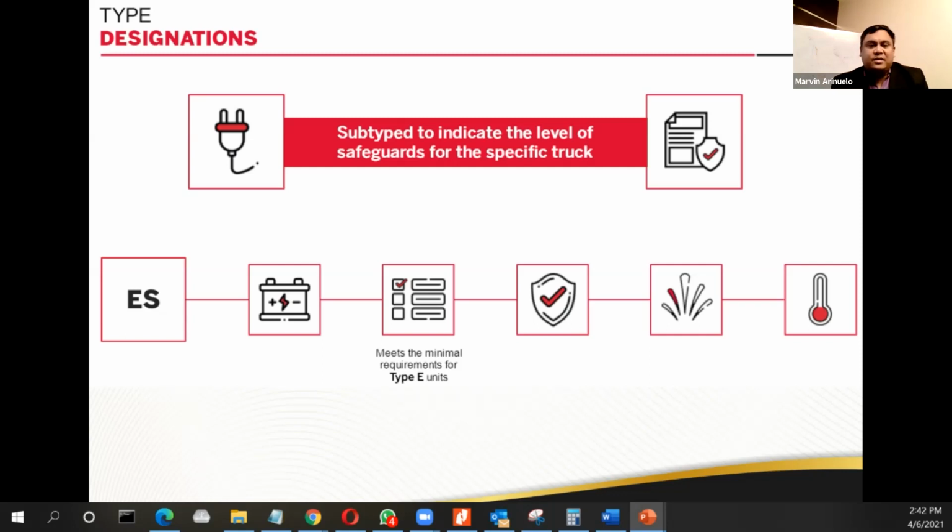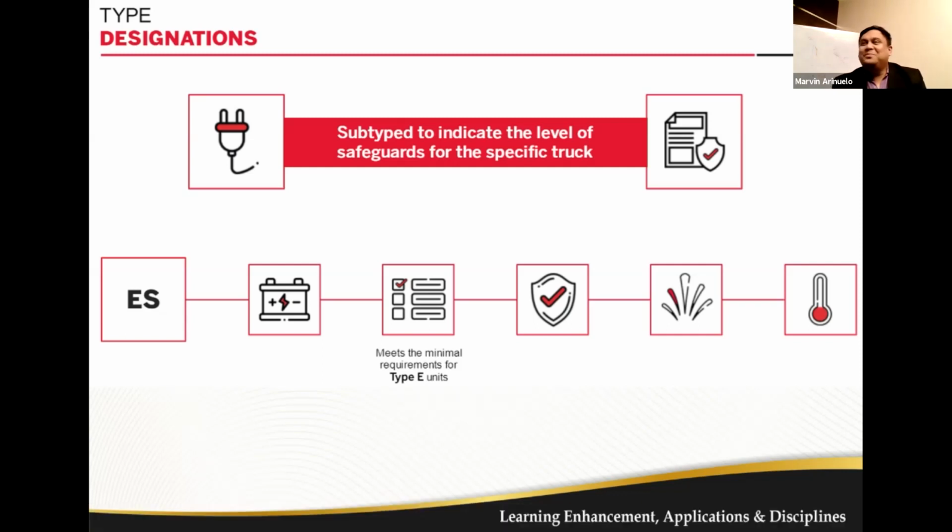Okay, for example, an ES truck is a battery powered unit that meets the minimal requirements for a type E unit and has additional safeguards for the electrical system to prevent emission of hazardous sparks and to limit surface temperature.